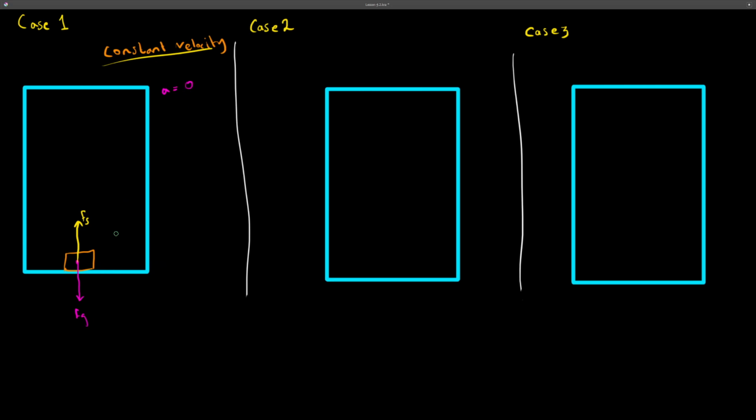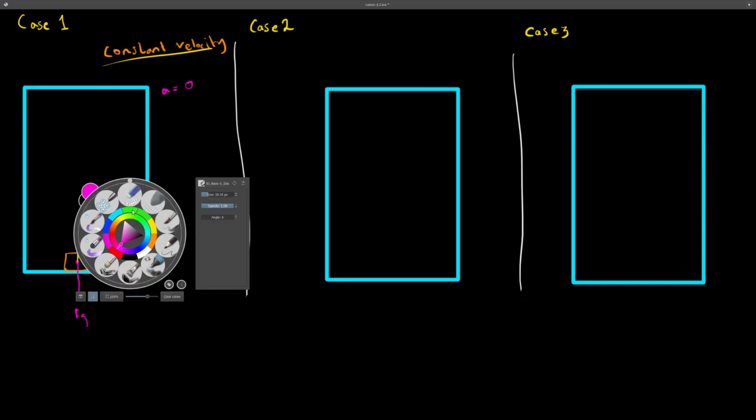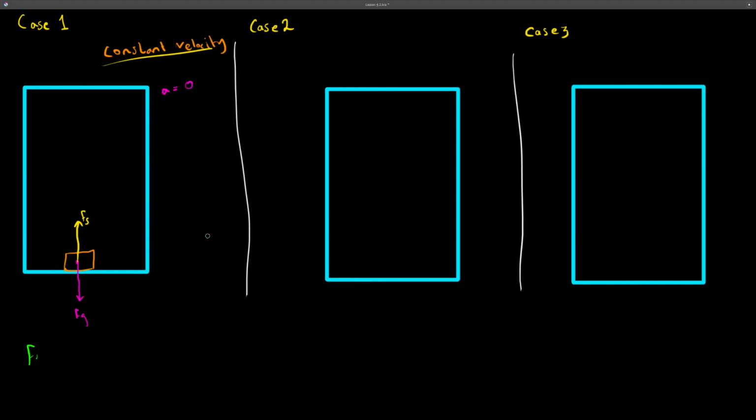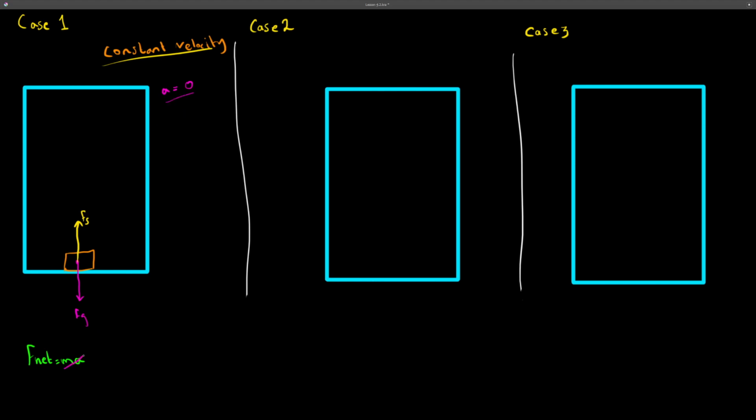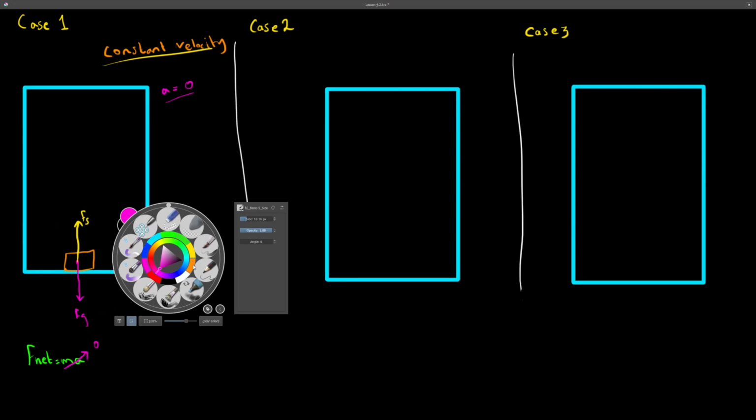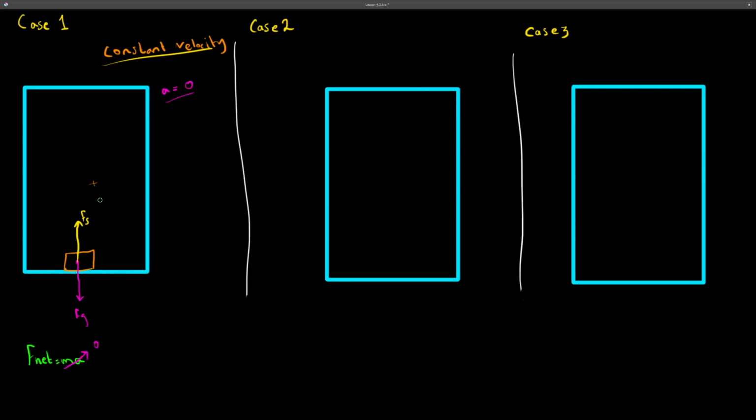If I want to calculate my weight right now, it's going to be simple. Fnet is equal to mass times acceleration. But if acceleration is 0, then this is just going to be 0. And my Fnet is going to be equal to these two forces. So let's calculate these alone. Fs is upwards, so it's positive. So Fs, and then minus Fg, which is downwards.